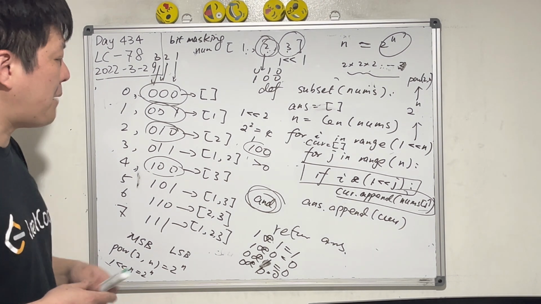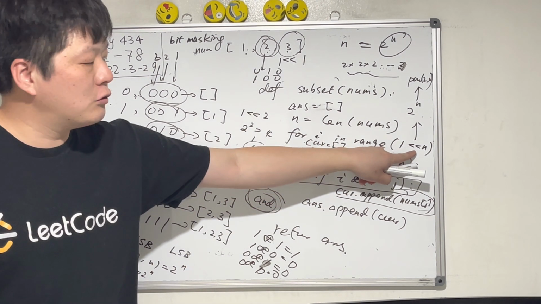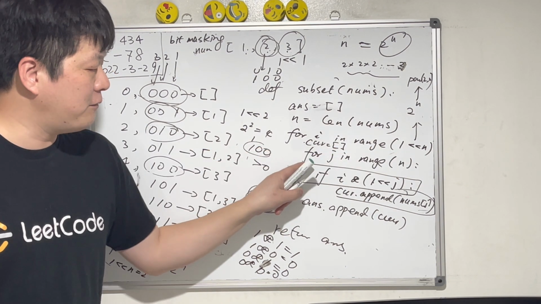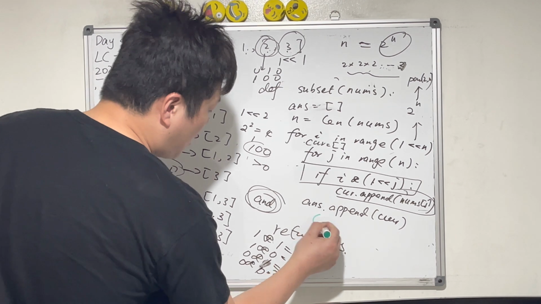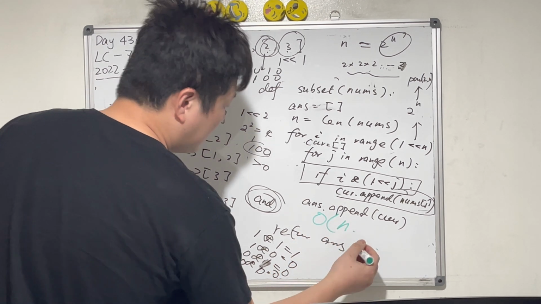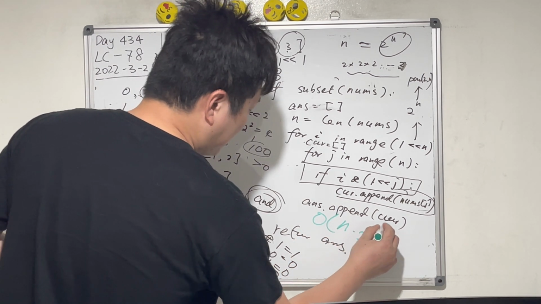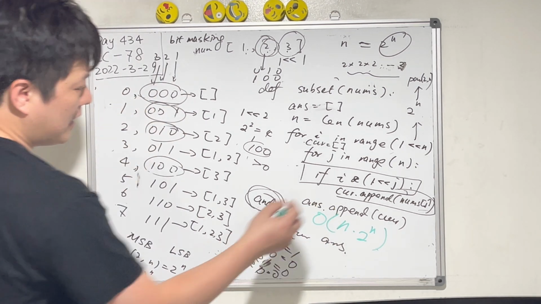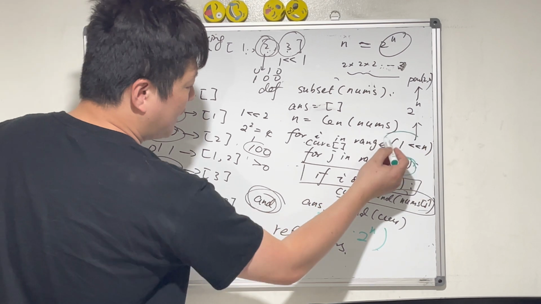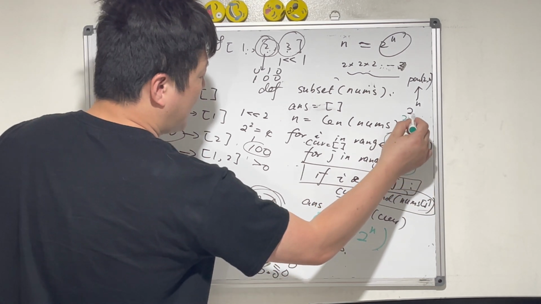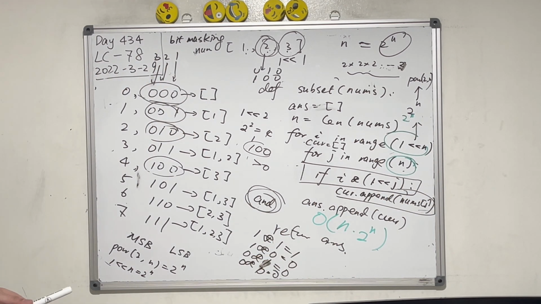Okay, so look at the time complexity. This is O(2 to the power of n), and for each one we need to iterate n times. So time complexity is O(n times 2 to the power of n). Because the inner loop iterates n times and the outer loop iterates 2 to the n times, because there are 2 to the n subsets.